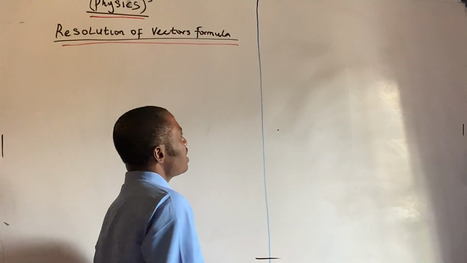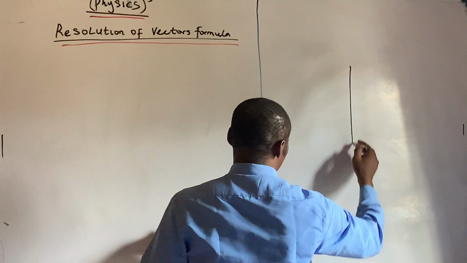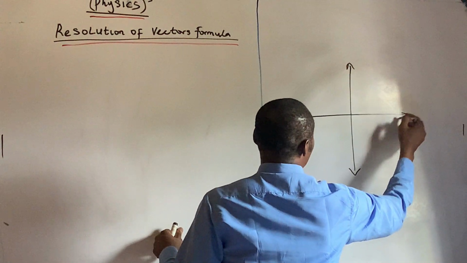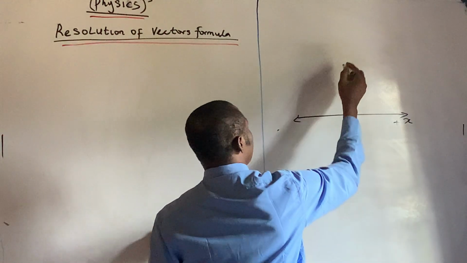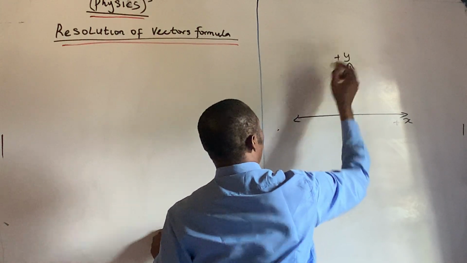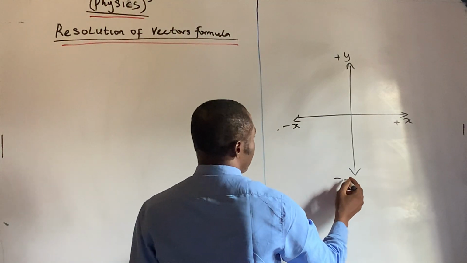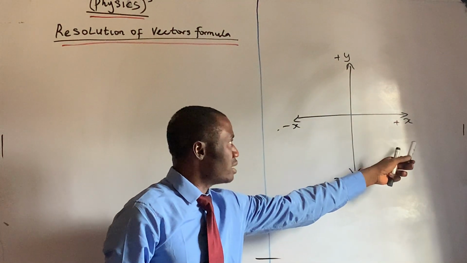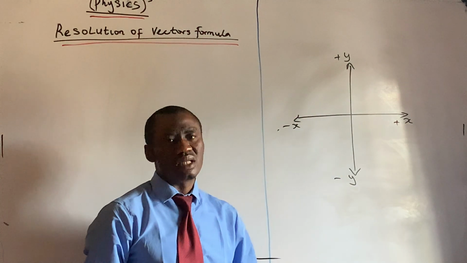Now, let's say we have the coordinate system. In the coordinate system, we have the positive x-axis, the positive y-axis, the negative x-axis, and the negative y-axis. Of course, these are the east, the north, the west, and the south.